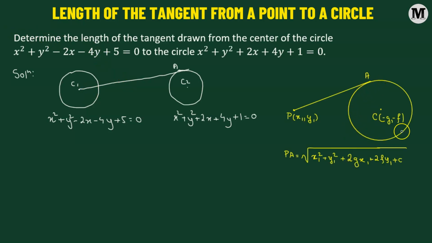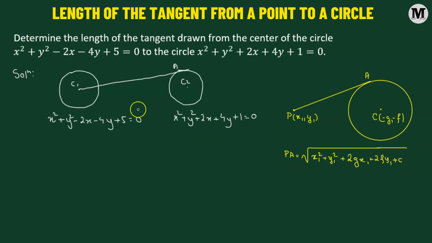So let's say we have a circle which is centered at C having the coordinates negative g, negative f. Then we have a point P with the coordinates x1, y1 that is external to the circle. If we join our point P and point A, then PA is going to be the tangent to the circle at A, and the length of this tangent PA is given by the square root of x1 squared plus y1 squared plus 2gx1 plus 2fy1 plus c.